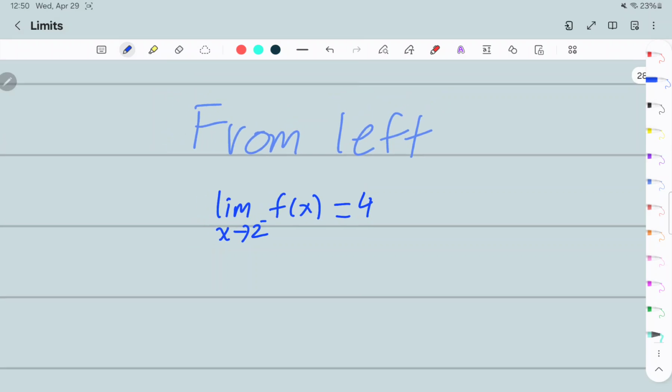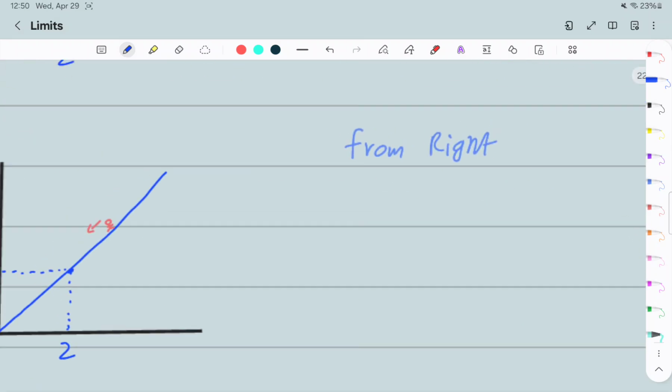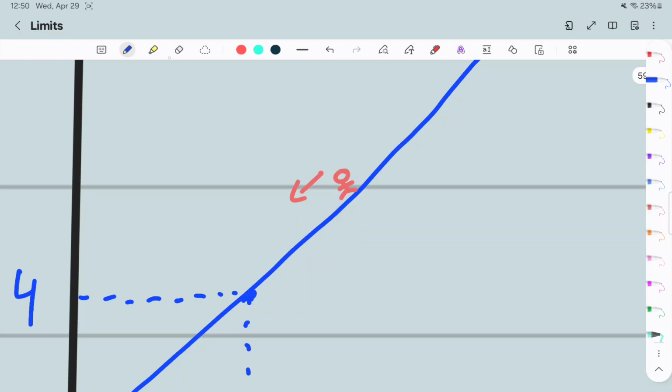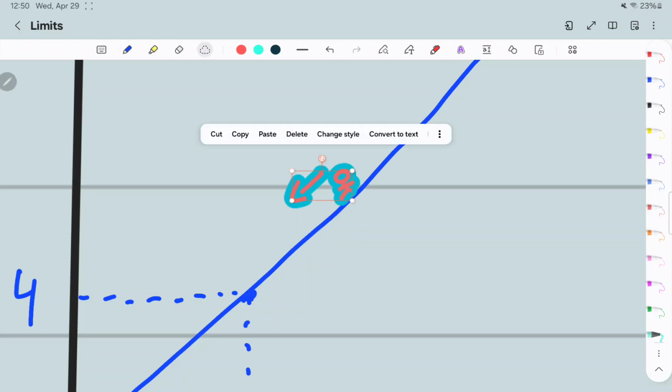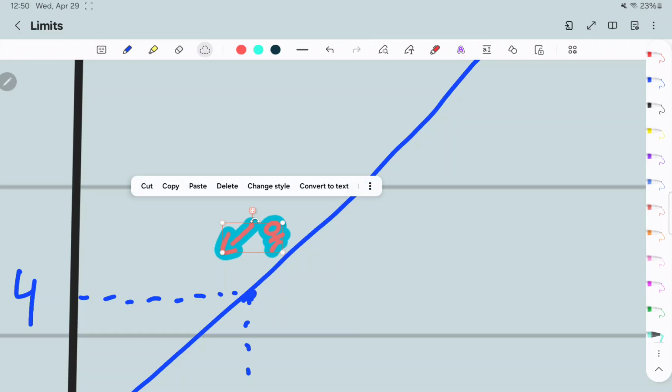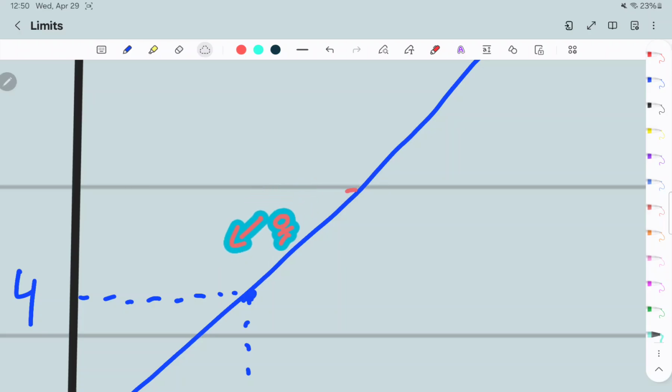But sir, what would be the scenario if I come from the right? Let's check that. If I start to come from the right, I start to notice that first of all, this x value would be higher than 2, right? So let's say I was at a random number, 2.01, then I would definitely be at 4.01. And if I was at 2.5, I would definitely be at 4.5. In short, I'm always getting near 4.